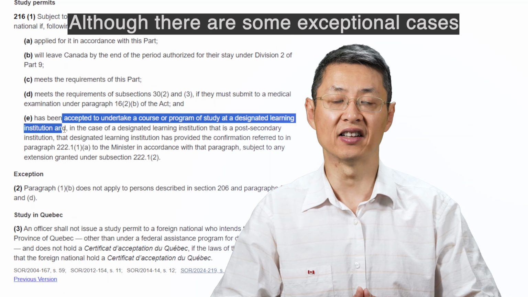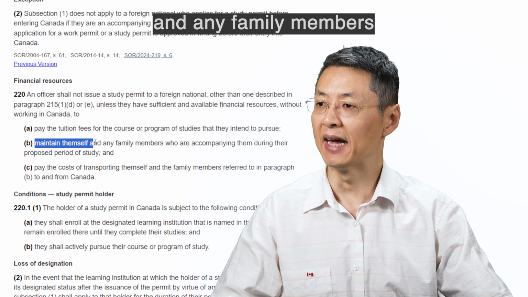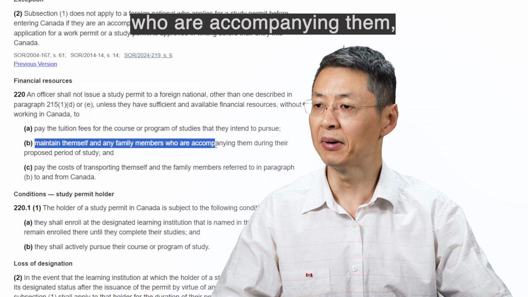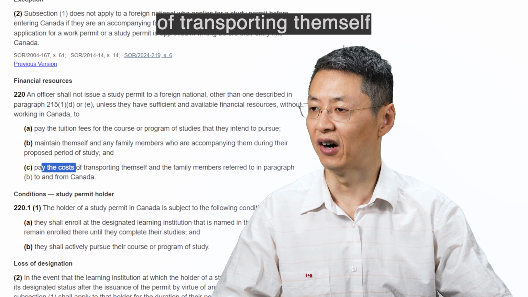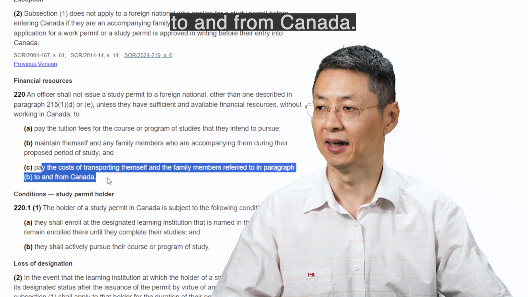Now let's look back at other requirements of this part. This is section 220, Financial Resources. An officer shall not issue a study permit to a foreign national unless they have sufficient and available financial resources, without working in Canada, to pay the tuition fees for the course or program, maintain themselves and any family members who are accompanying them, and pay the cost of transporting themselves and the family members to and from Canada.